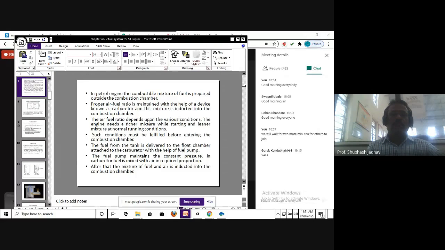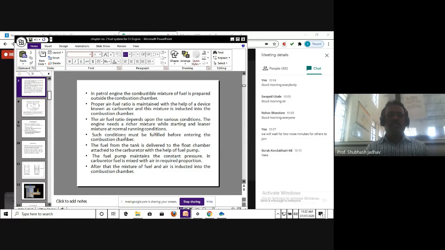Then the air fuel ratio depends on various conditions. So it has to be as per the requirement of different conditions. Means if the engine is starting, the mixture requirement is different. If the vehicle is overtaking another vehicle, then the mixture requirement is different. If the vehicle is accelerating, then the mixture requirement is different. If the vehicle is decelerating, the mixture requirement is different. If the vehicle is going up a hill, the mixture requirement is different. So for all the conditions, your systems should respond.